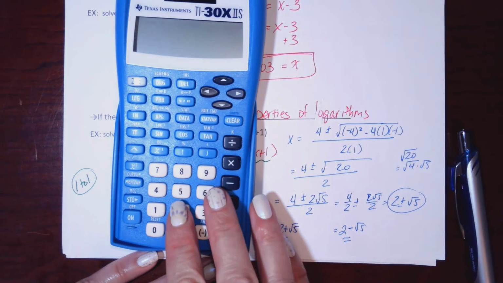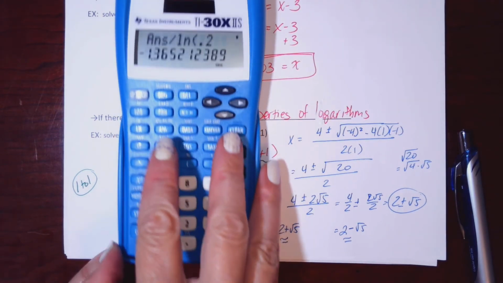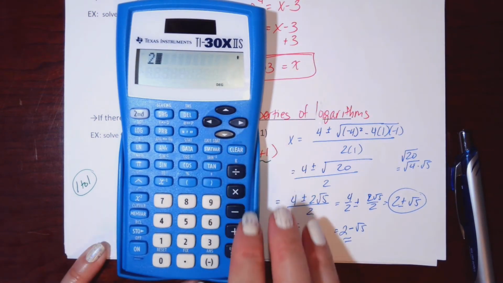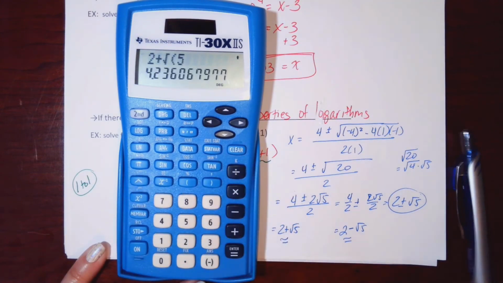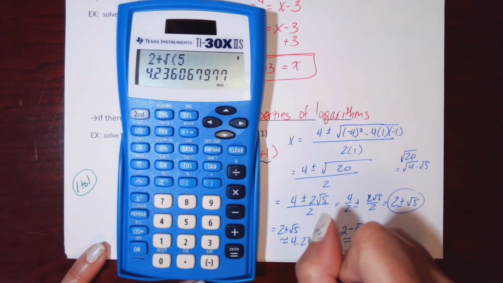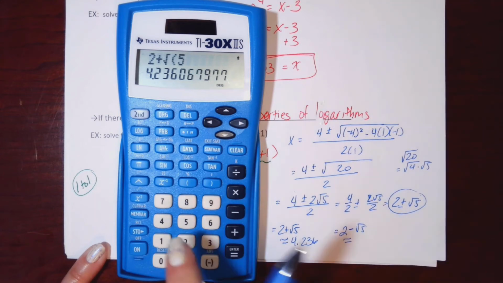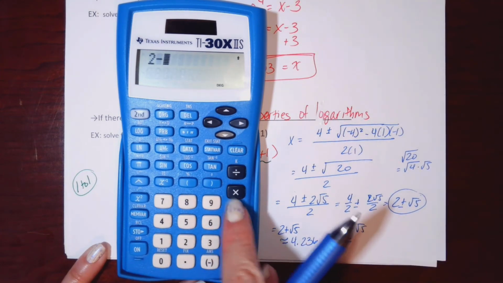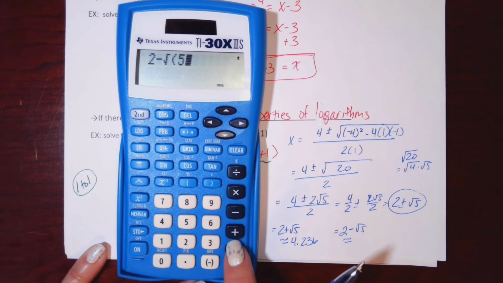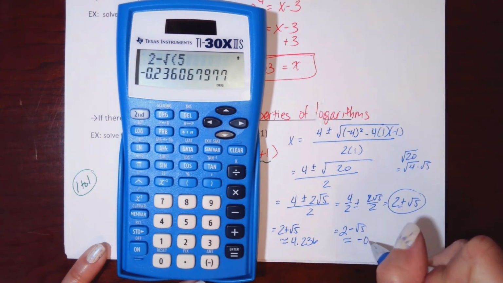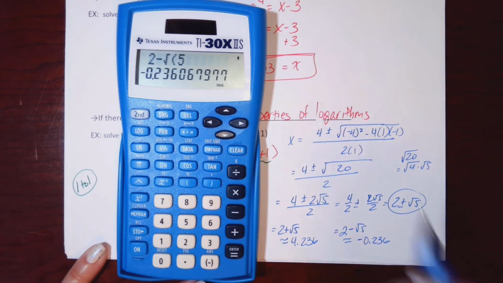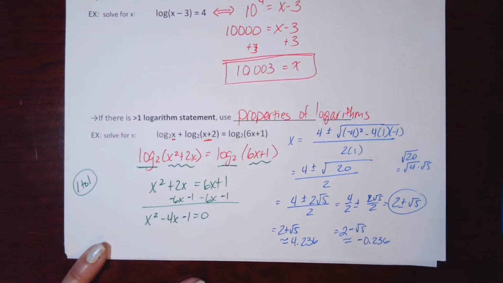I'm confident that 2 plus the square root of 5 is going to be okay because it's going to be positive, right? 2 plus the square root of 5 comes out to be about 4.236. What about 2 minus the square root of 5? Oh, that comes out to be a negative 0.236. So are those both valid solutions?